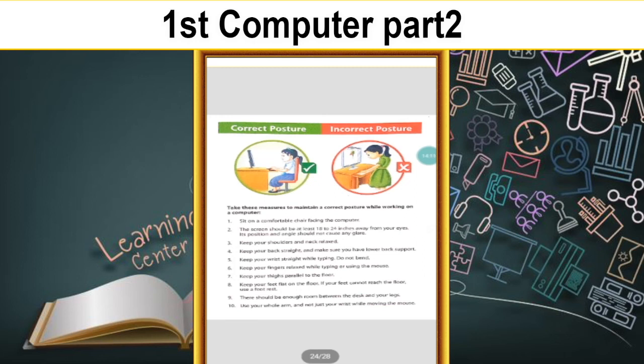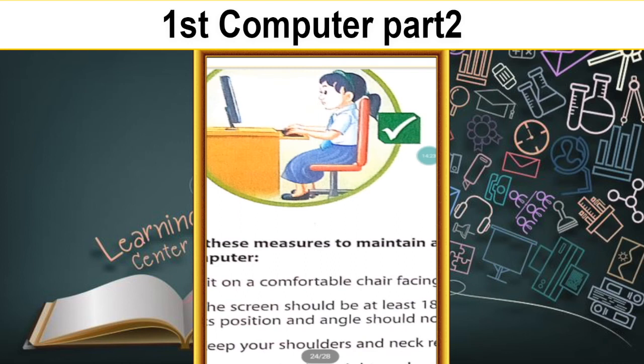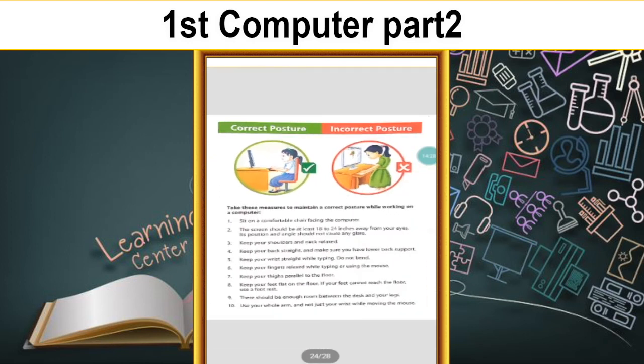Keep your wrist straight while typing. Do not bend, your wrist has to be straight. You do not bend the wrist. Next, keep your thighs parallel to the floor. Here she sat with thighs parallel to the computer. Keep your feet flat on the floor. If your feet cannot reach the floor, use a footrest.